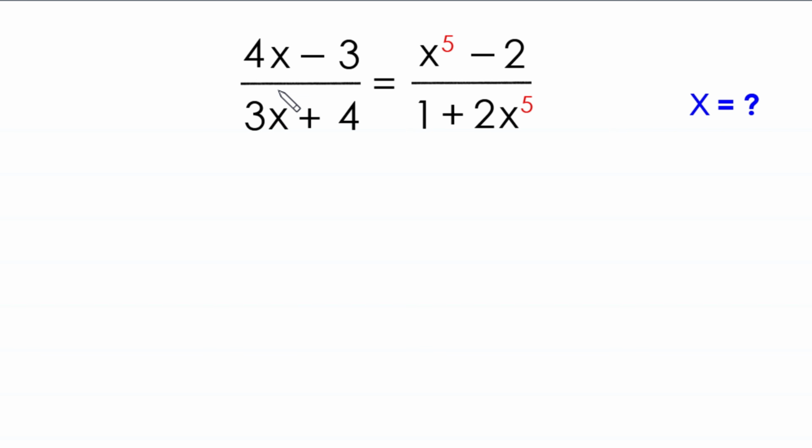(4x - 3)/(3x + 4) = (x^5 - 2)/(1 + 2x^5). Our job is to find all possible values of x.